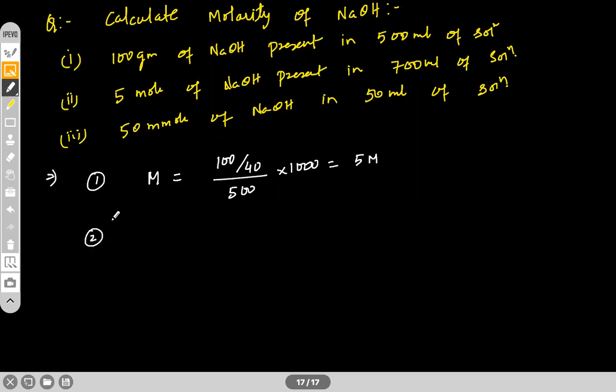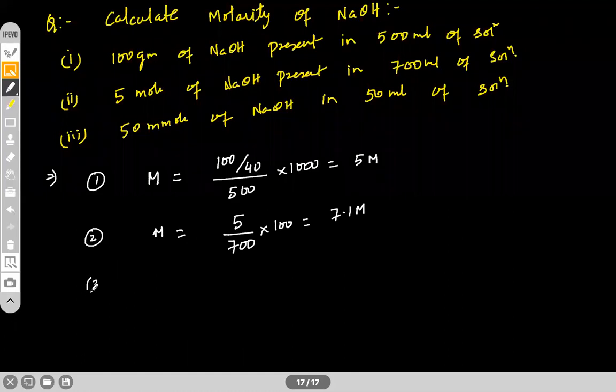Second one, molarity of 5 mole of NaOH. The mole is already given, so 5 divided by 700 ml into 1000. So it is 7.1 molar. Third one is 50 millimole. So 50 millimole divided by volume of solution in ml, that is 50, so 1 molar solution. Just formula based, right?